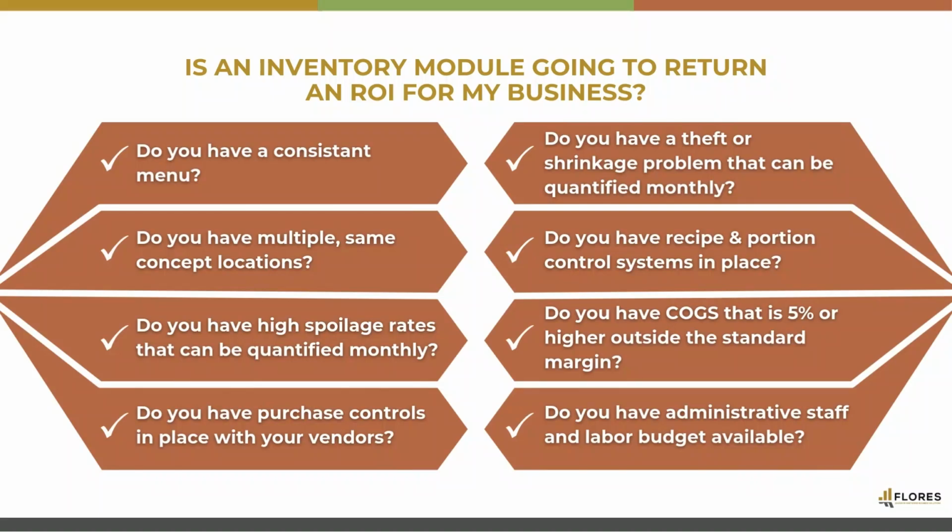Ask yourself if you have a consistent menu. Do you have multiple same concept locations? Do you have high spoilage rates that can be quantified monthly? Do you have purchase controls in place with your vendors? Do you have a theft or shrinkage problem that can be quantified monthly? Do you have a recipe or portion control systems in place?